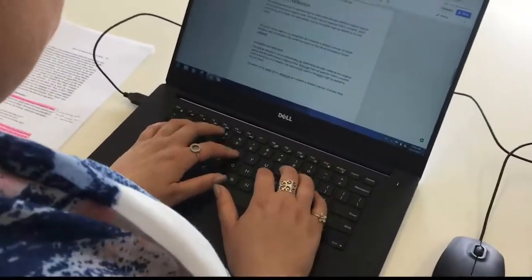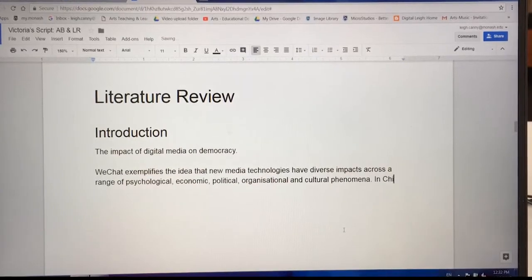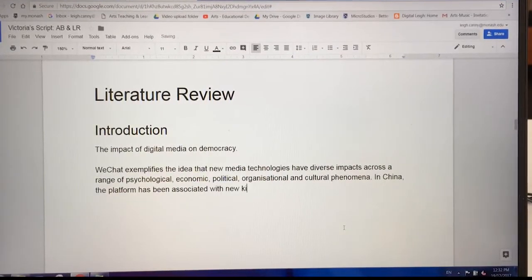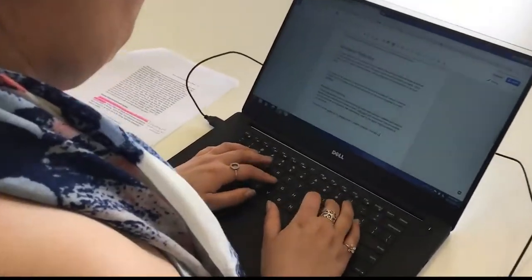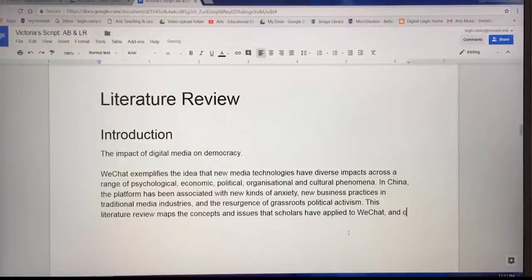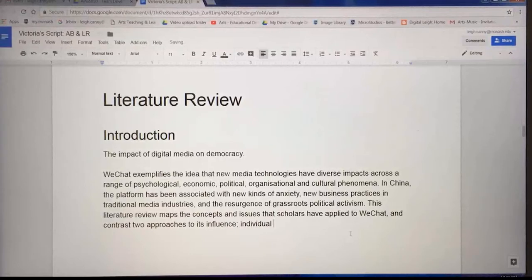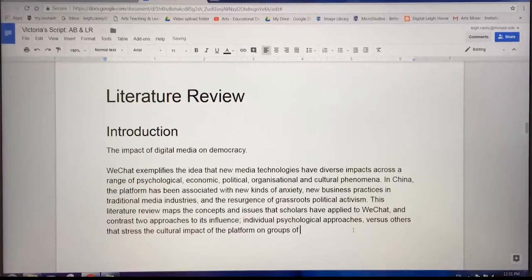WeChat exemplifies the idea that new media technologies have diverse impacts across a range of psychological, economic, political, organizational, and cultural phenomena. In China, the platform has been associated with new kinds of anxiety, new business practices in traditional media industries, and the resurgence of grassroots political activism. This literature review maps the concepts and issues that scholars have applied to WeChat and contrasts two approaches to its influence: individual psychological approaches versus others that stress the cultural impact of the platform on groups of people.